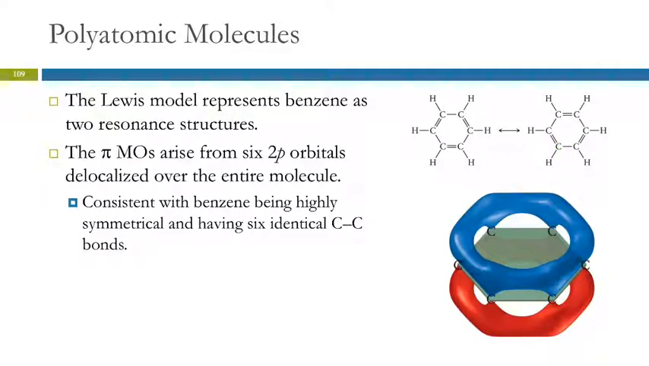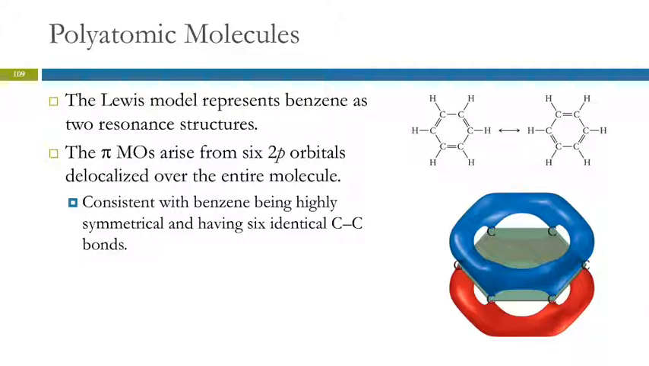The actual molecule has 6 identical bonds between the 6 carbon atoms. Lewis theory and valence bond theory cannot model this for us, but molecular orbital theory can. What's occurring here is that we've got delocalized orbitals above and below the plane of these carbons. Benzene is highly symmetrical, has identical bonds, it has a flat shape, and molecular orbital theory explains how this can be.